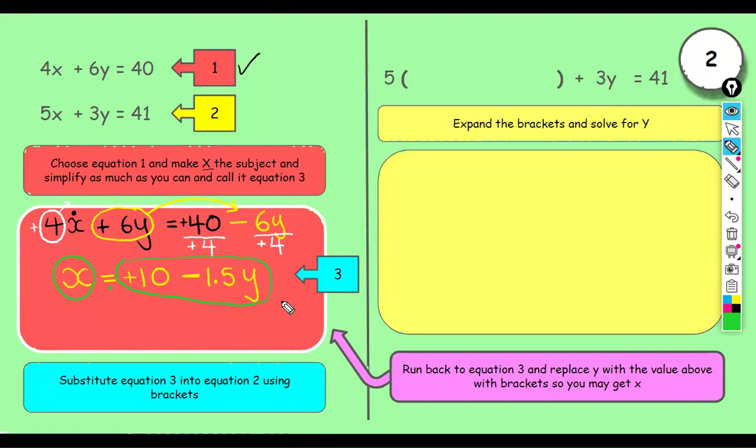Quick question to make sure you're paying attention. Which equation haven't we touched as yet? We have not even bothered to look at it yet. Correct? Equation 2. So here's what. When you finally make equation 3, we take equation 3 and run to the one we did not use as yet, which is equation 2.